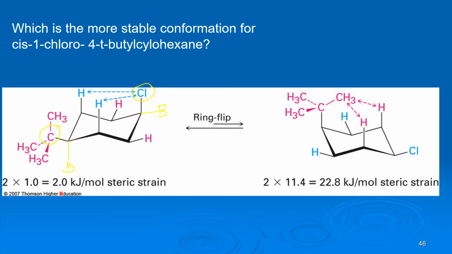And so this is 2 kilojoules per mole steric strain. If we do a ring flip, what happens is now the Cl, let's go back. The Cl is on top, it's equatorial. The t-butyl is also on top, but it's axial. So this is my bottom and this is my bottom.